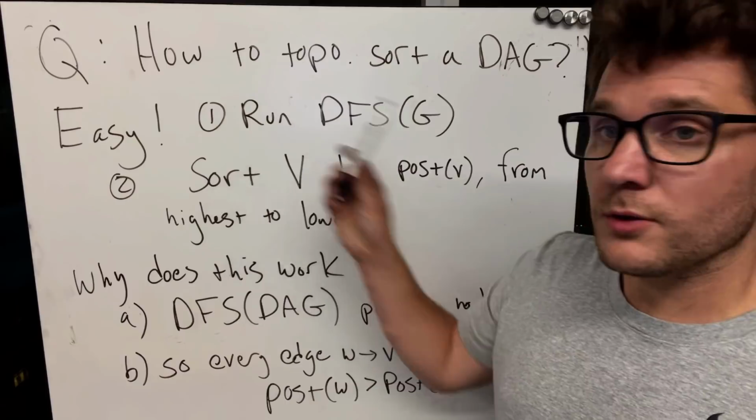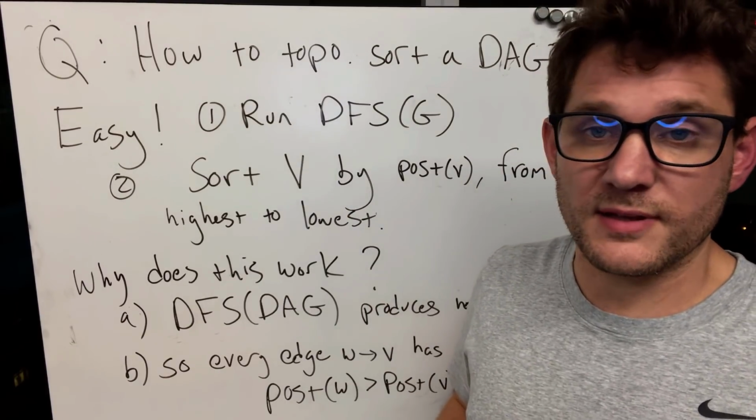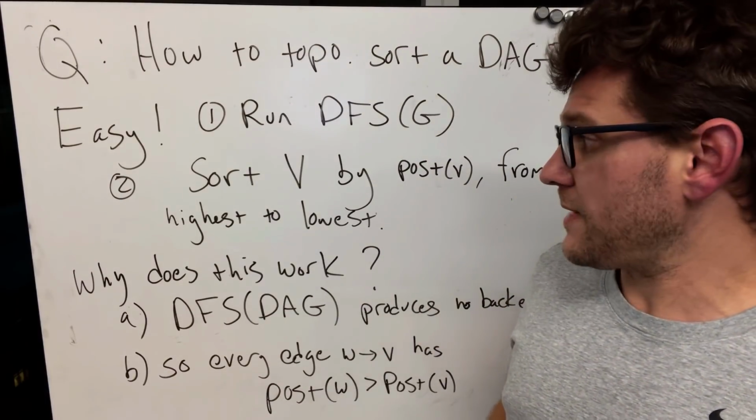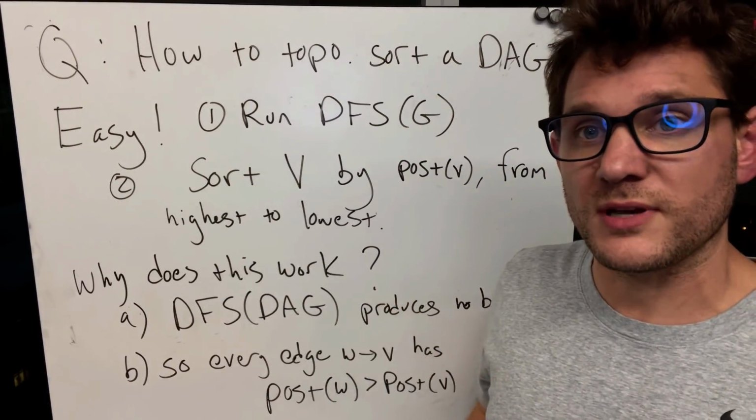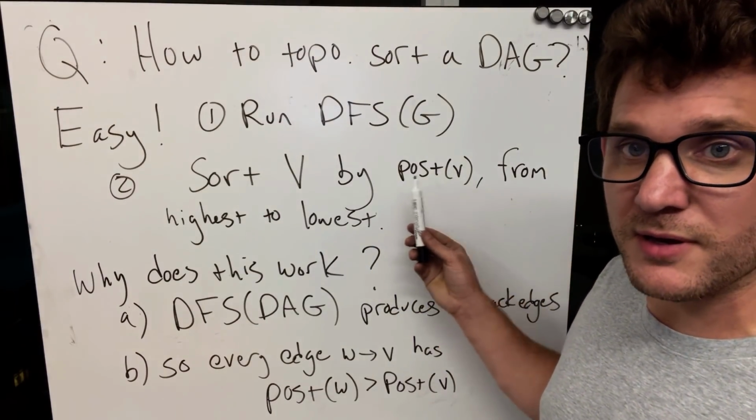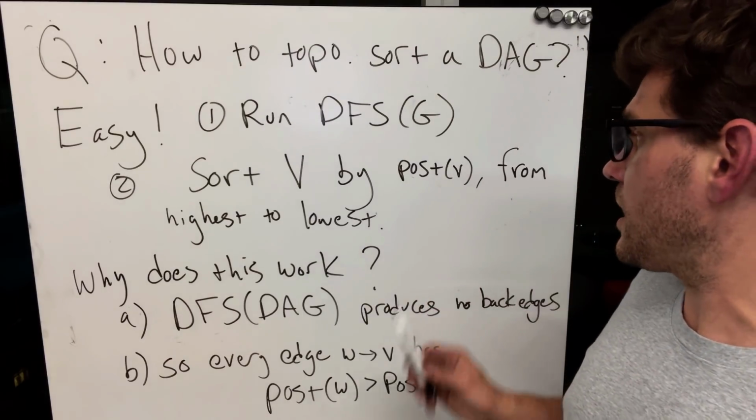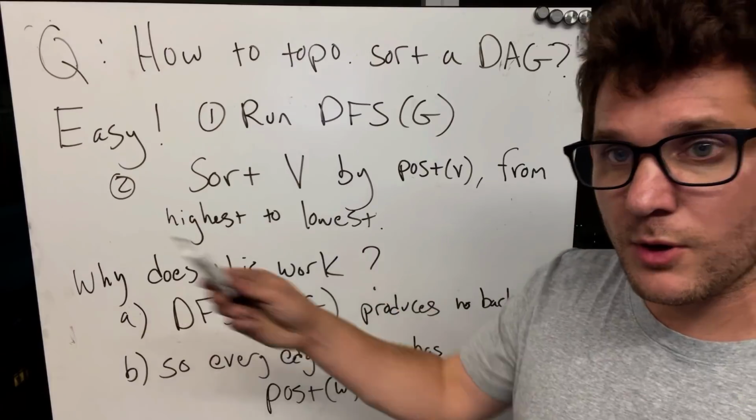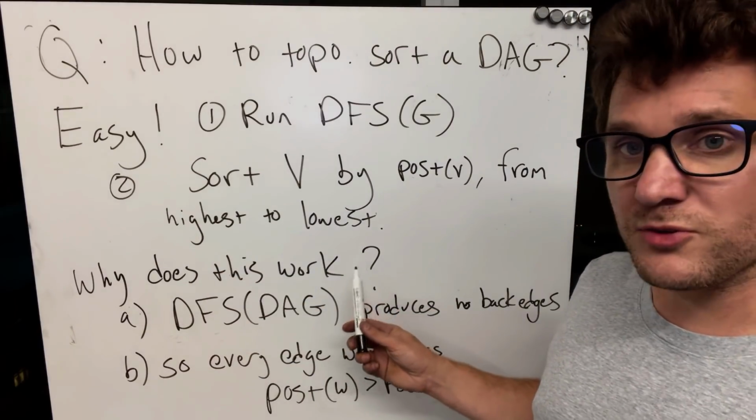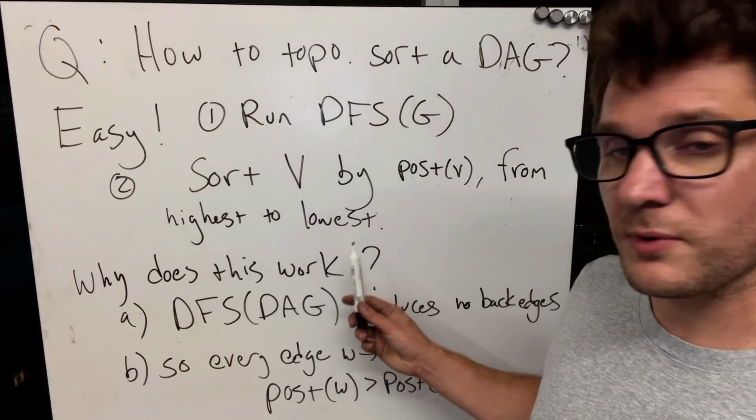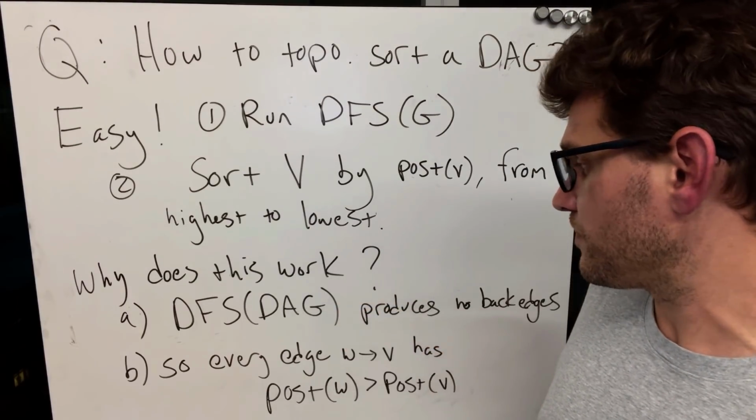You just run the DFS algorithm on this graph G, and then you simply sort the nodes in the graph according to their post value. This value came out of the DFS algorithm. You sort from high to low, the highest post value first to the lowest post value. So the question is, why does this trick work? And it's pretty easy to see why this is going to work. It only takes a couple of simple observations.